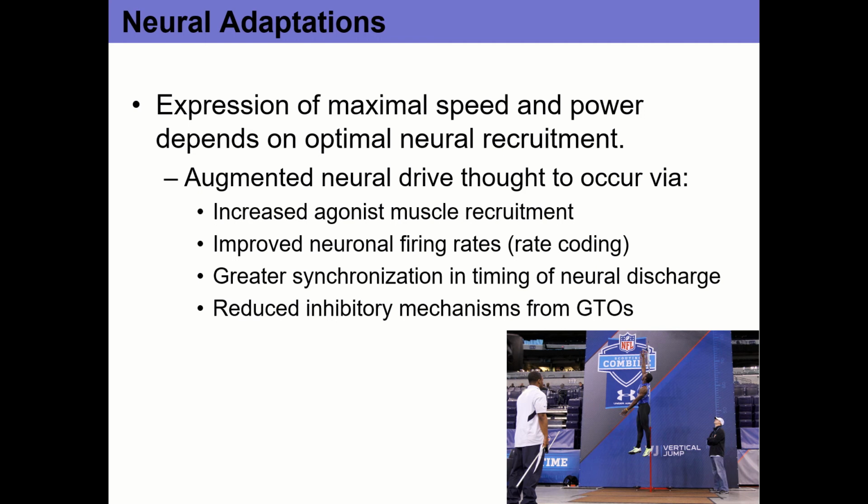So we have adaptations in how the brain recruits motor units. We have adaptations in how that motor unit functions. We have adaptations in how the brain recruits particular muscles. And so those neural adaptations happen relatively quickly. Those happen over the course of the first several weeks.